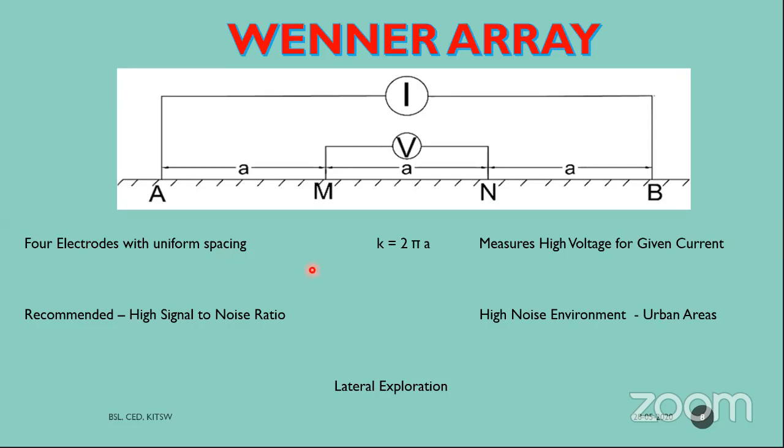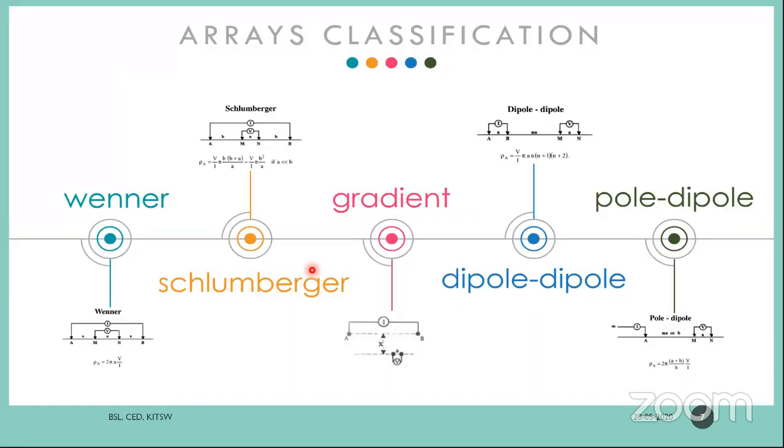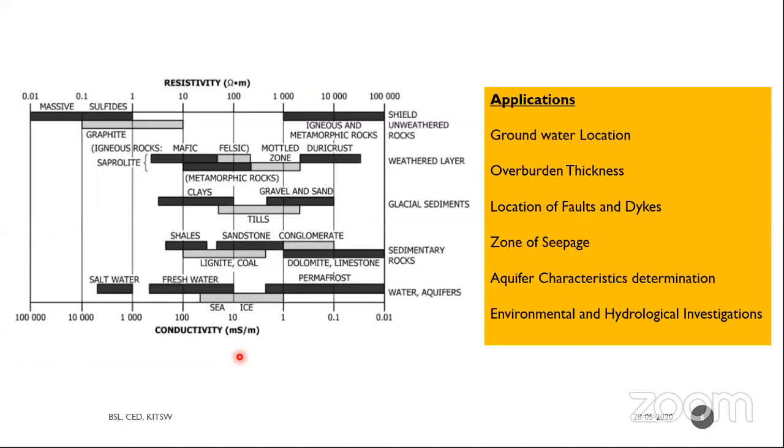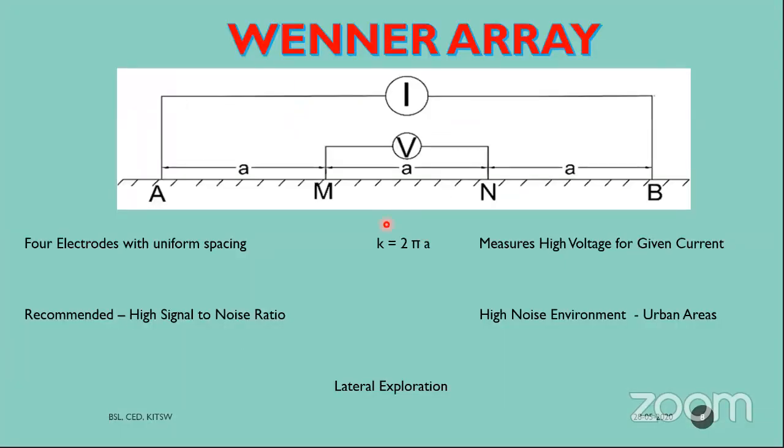As I discussed previously, apparent resistivity is defined as the true resistivity value with a geometrical constant. So what is the geometrical constant? In the Wenner method, the geometrical constant K is equal to 2 pi a, where a is the spacing between the electrodes.